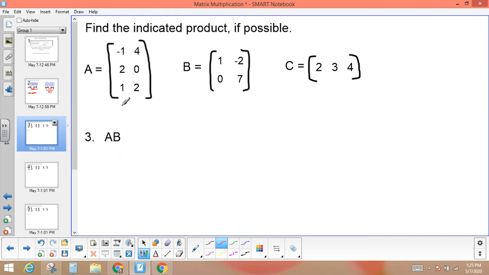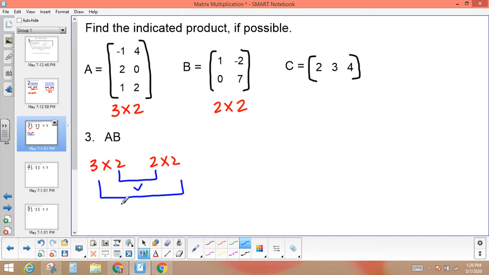So if we look at matrix A, this is a 3 by 2. Matrix B is a 2 by 2. Okay, so if we're looking at a 3 by 2, and we're going to multiply by a 2 by 2, can that be done? Well, the answer is yes, because we match. So yes, I can multiply, and I should end up with a 3 by 2 when I'm done.